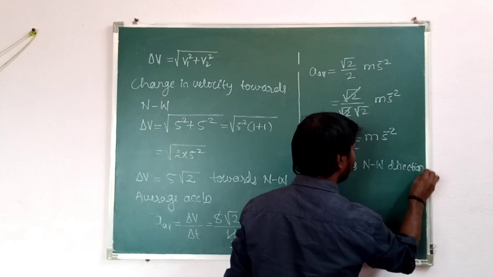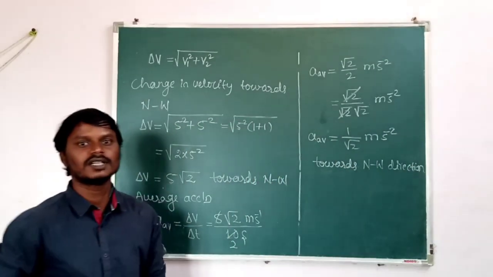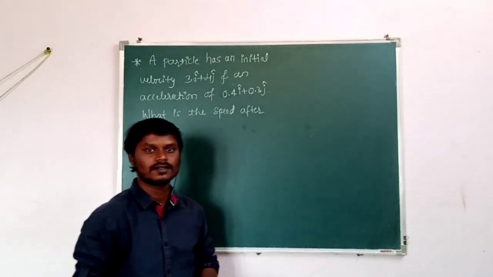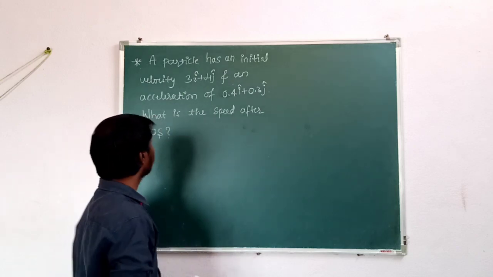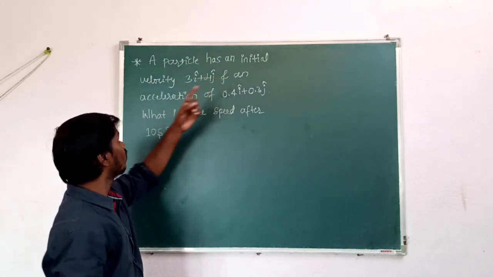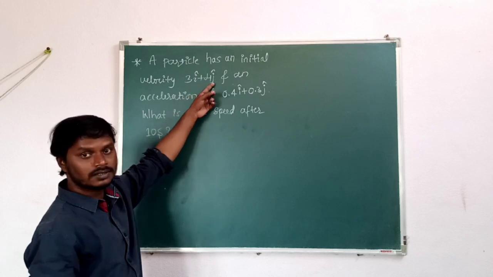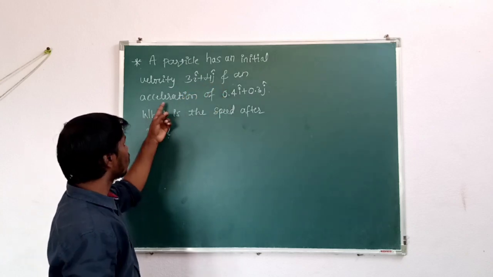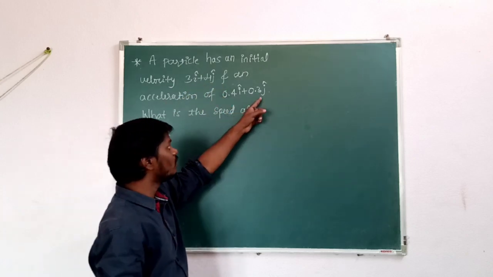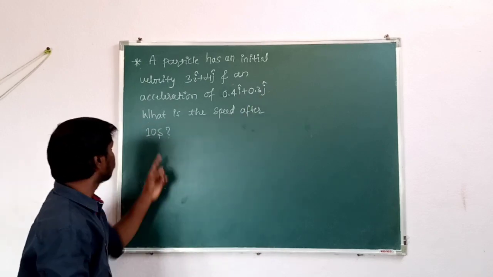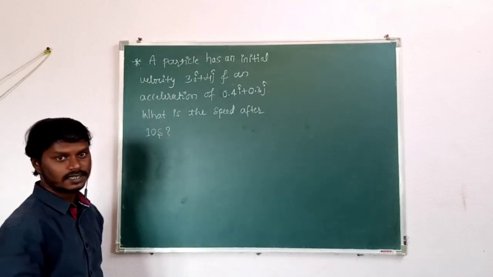So this is about the solution related to the given question. So let us move to the next question. A particle has an initial velocity 3i plus 4j and an acceleration of 0.4i plus 0.3j. What is the speed after 10 second?